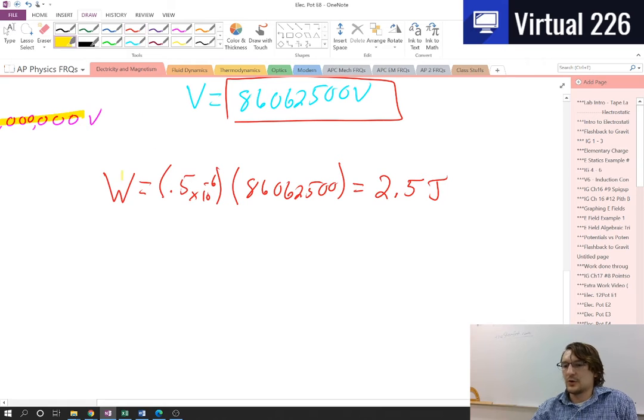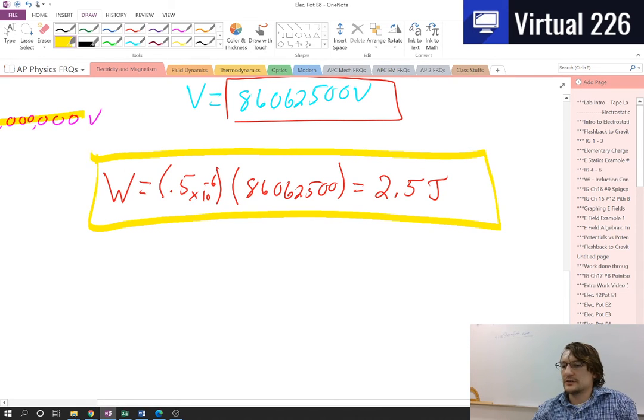Okay? So that is what we want in the end. A work is a charge through a voltage. Even though this is a giant voltage drop here, the charge was very small. So we only got just a teeny bit of work done out of it.